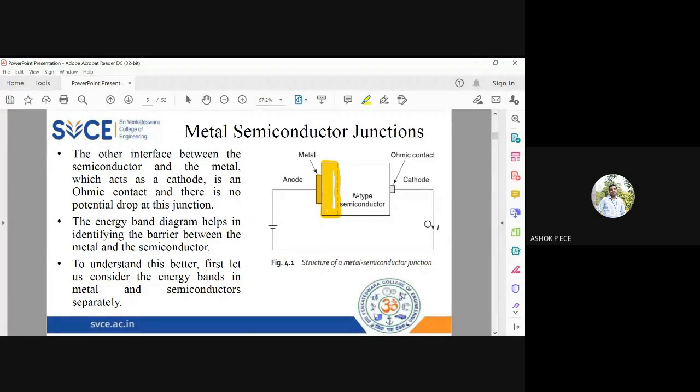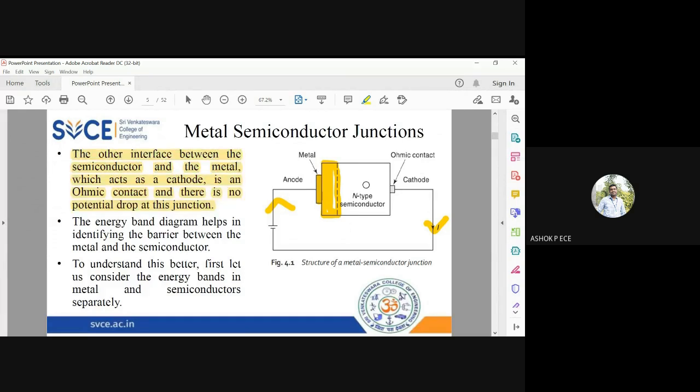So see here the current direction I is given, which is going to flow from cathode to anode, or I can say the current is going to come out of your battery. So the other interface between the semiconductor and the metal is going to act like a cathode, is an ohmic contact, and there is no potential drop at this junction.